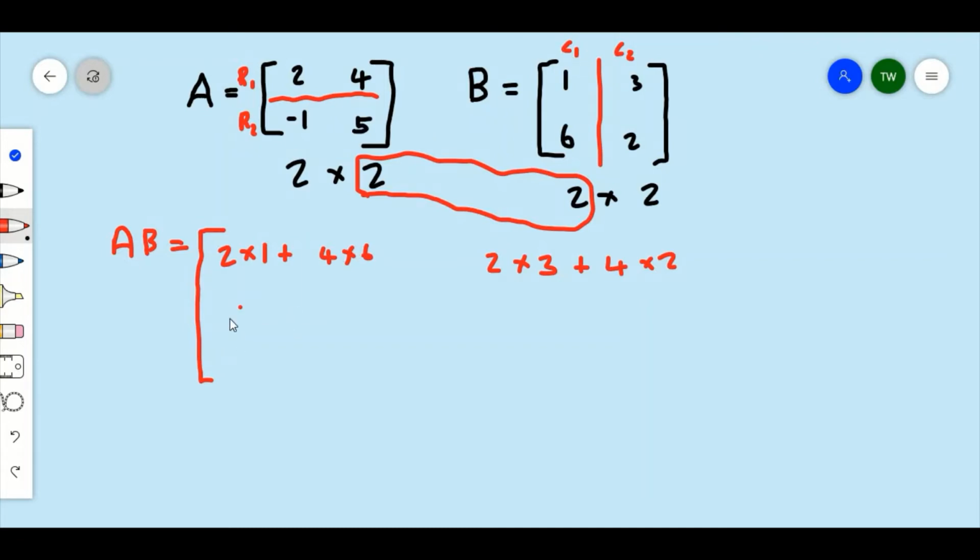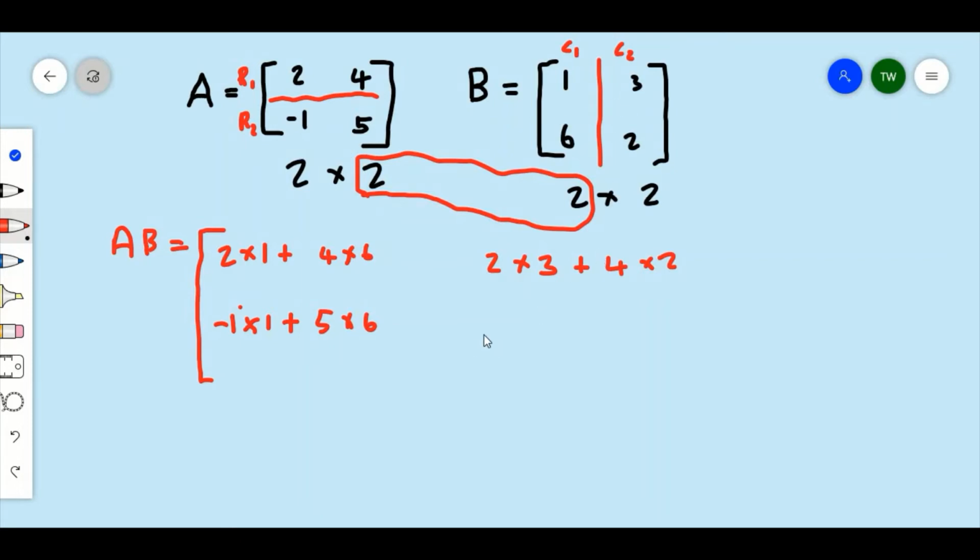So it's going to be negative 1 times 1, plus, go to the second term, it's going to be 5 times 6. So it's going to be 5 times 6.